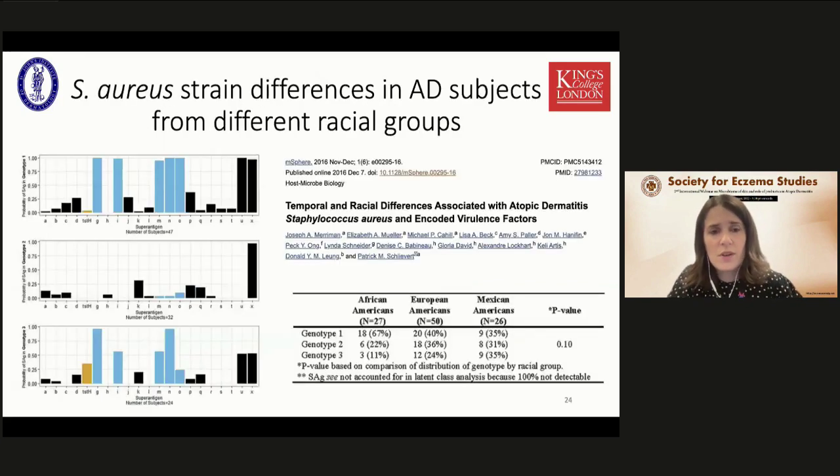There has been one study which looked at Staph aureus strains from individuals with AD from different racial groups within the United States. And here they found that different groups had different subtypes or different strains of Staph aureus, and the profile, particularly of the superantigen genes, was different between these different groups. And these superantigens are thought to play an important role in how Staph aureus may drive inflammation in the disease. So this is another study suggesting that Staph aureus strain properties might be important.